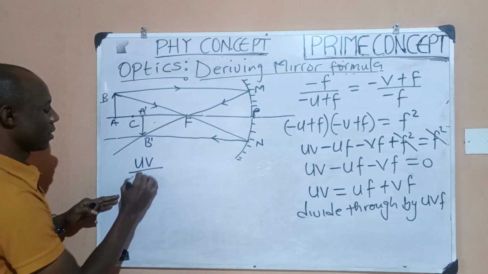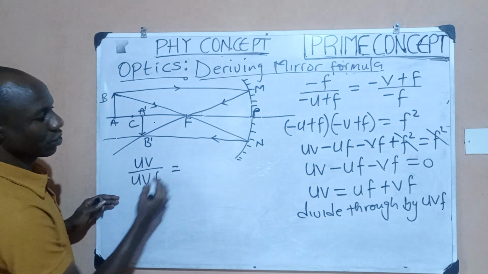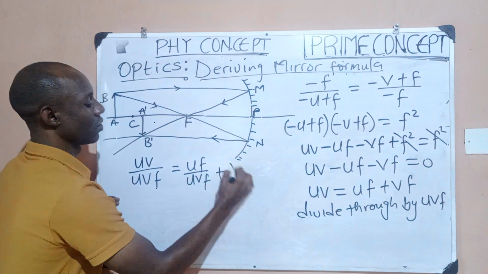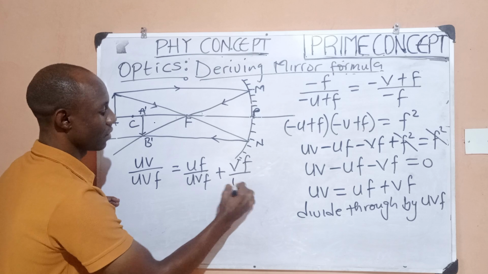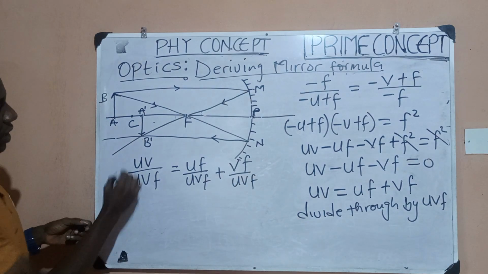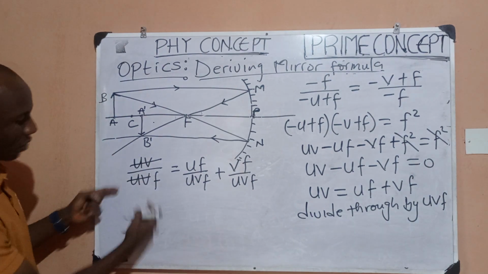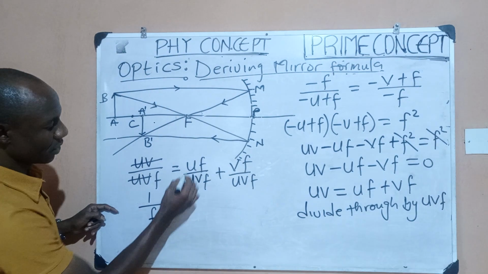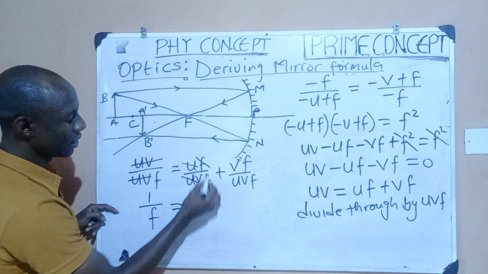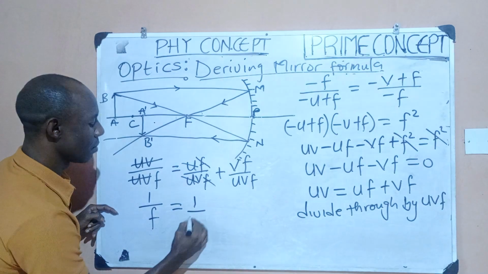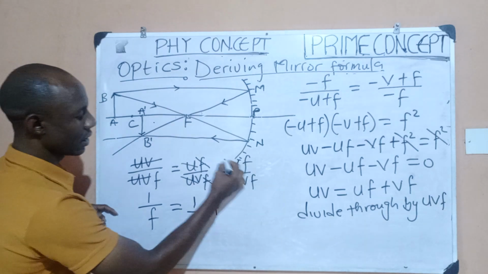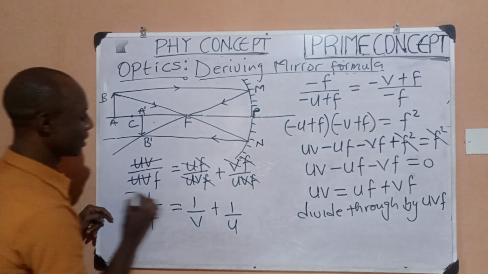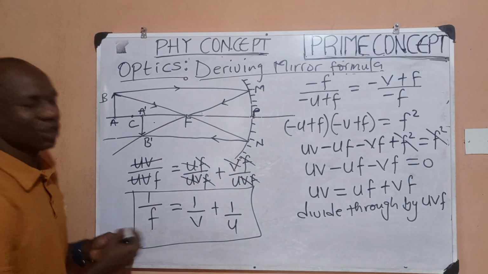UV divided by UVF equals UF divided by UVF plus VF divided by what now? UVF. So what would happen here? This would fizzle this, right? And then I'll be left with 1 by F here equals, what will happen here? This would fizzle this would fizzle this. I'll be left with 1 by V. Then what will happen here? This would go, I'll be left with 1 by U. And this finally is what we know as what?